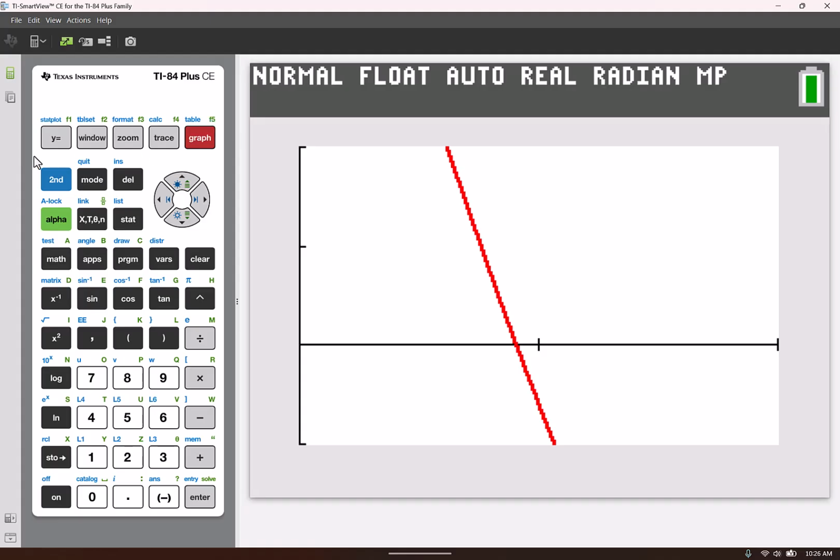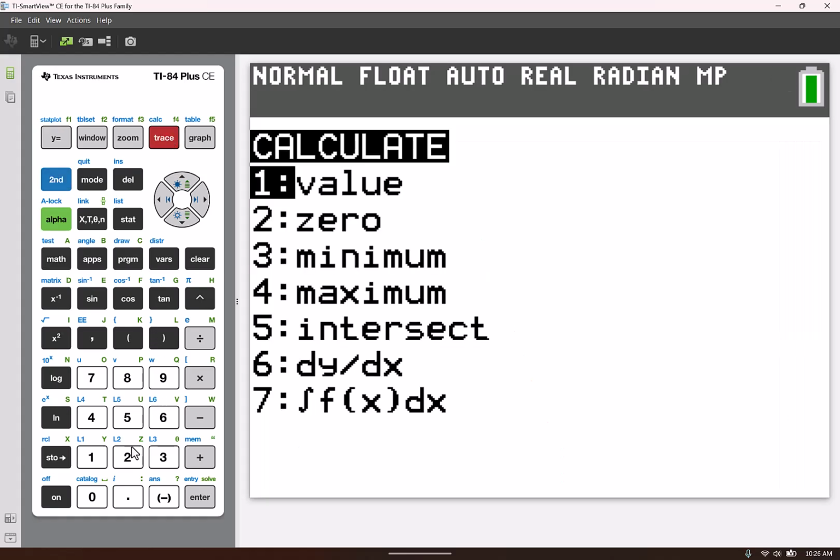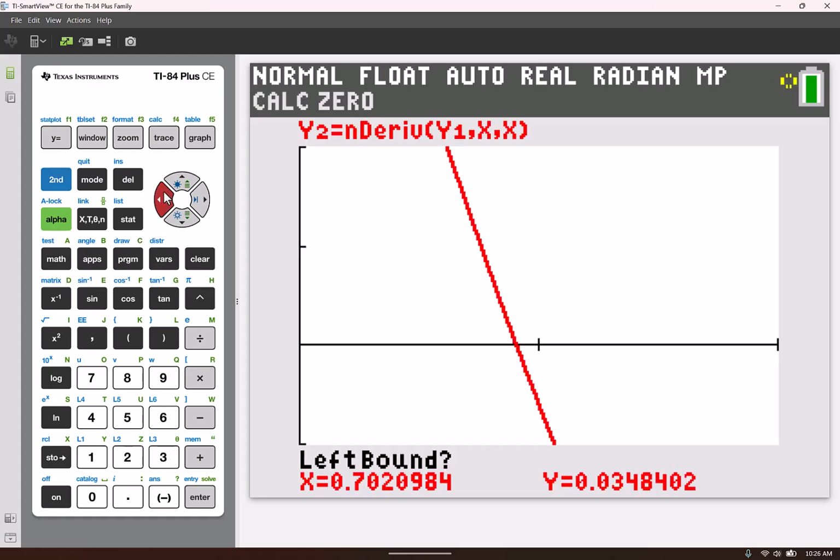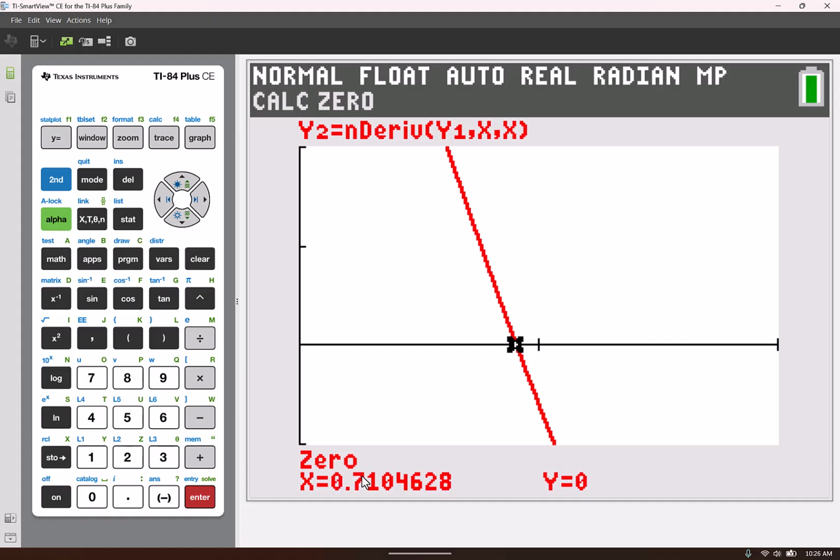Okay, does everyone know how to find that 0 there? All right, check it out. I want to make sure that you guys know. Second, calculate, number 2. When it says left bound, you go to the left of that 0. When it says right bound, you go to the right of that 0. Guess, just push enter. Now, I want you guys to know how to store that number. You see that 0.7104628? Go to the home screen. Second, quit.